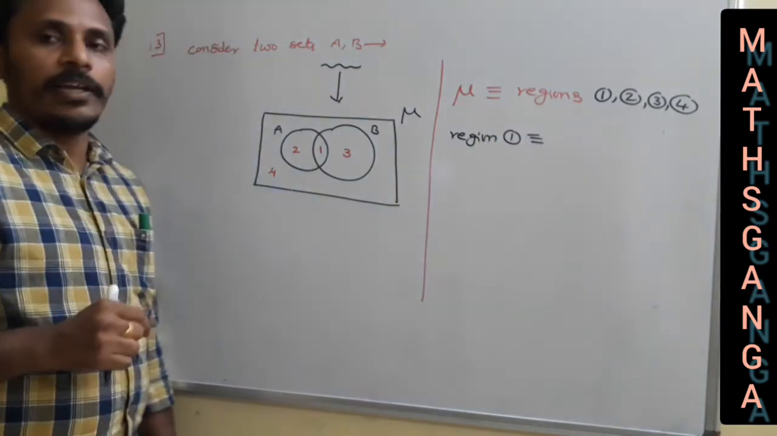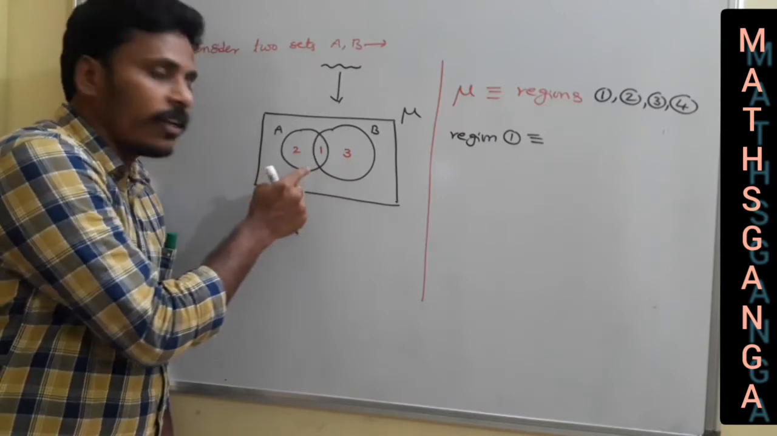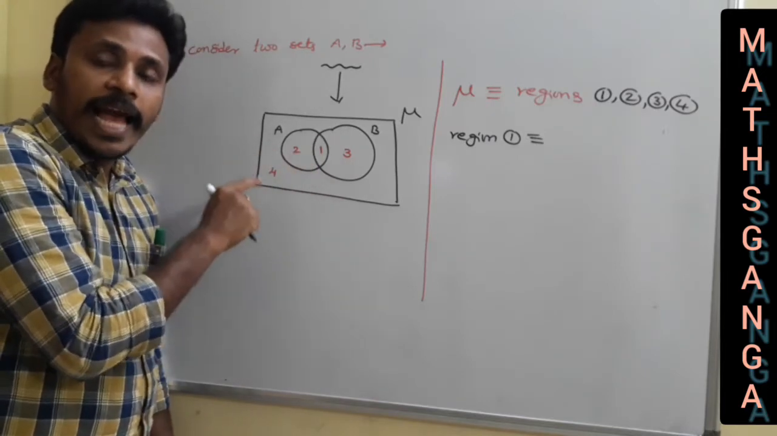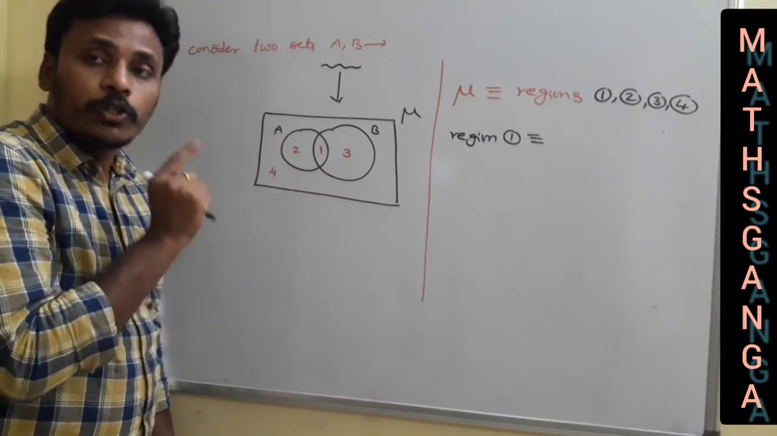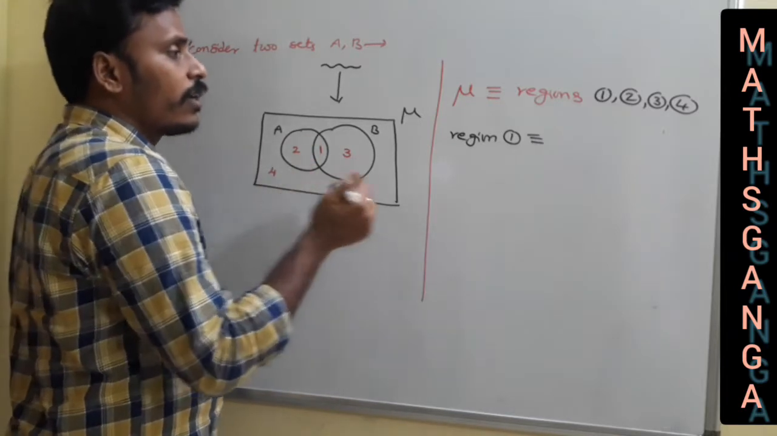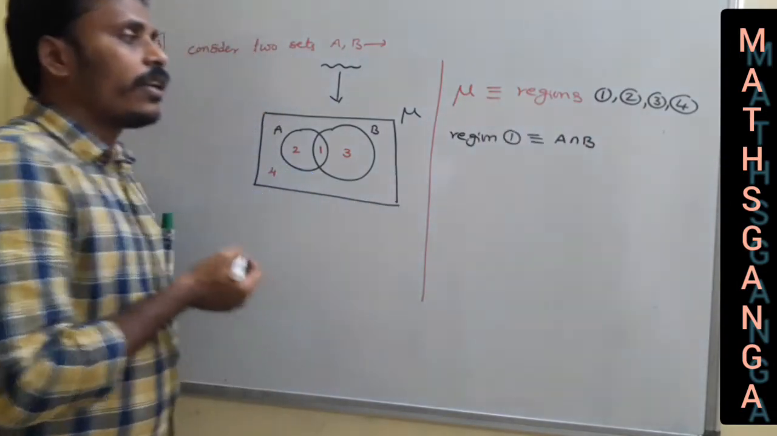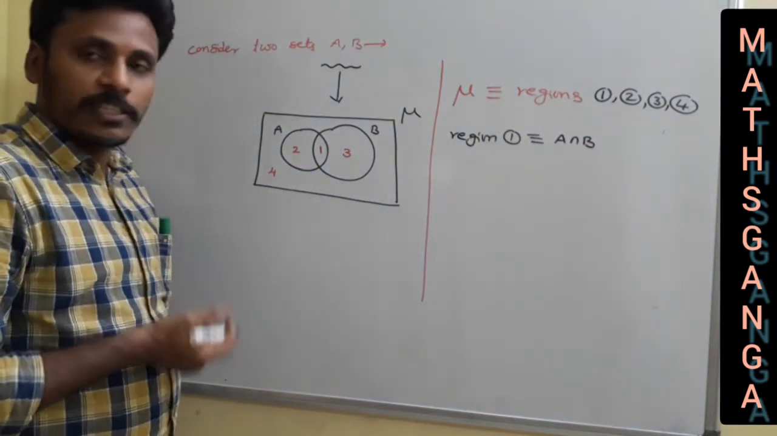Coming to region 1, just think about region 1. Which part does it indicate? That particular region is there in A as well as in B. So that region is there in both A and B, so this region is for A intersection B. Region 1 represents A intersection B.